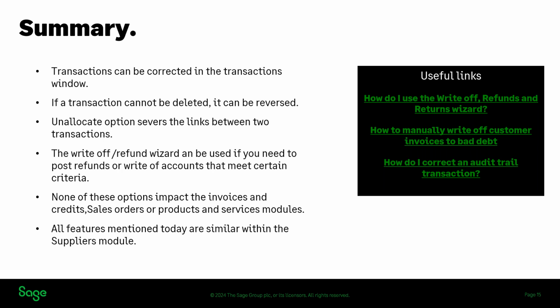Okay, so first of all, transactions can be corrected in the transactions window. If a transaction can't be deleted, it can still be reversed. We've got that unallocate option, and that allows us to sever the link between the two transactions. And the write-off refund wizard can be used if you need to post write-offs or write-off accounts that meet certain criteria. Just remember, none of the options we've talked about today will impact the invoices and credits module. You would have to do those manually as a separate process.